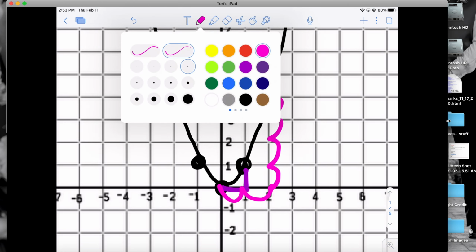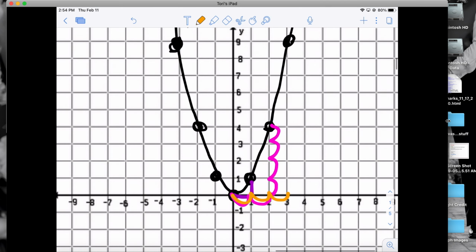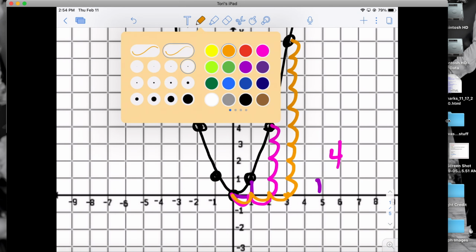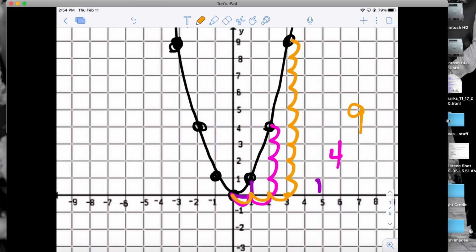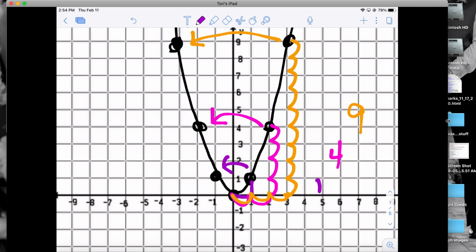Last one, if I went, let's do orange. If I went 3 squares out, 3 squared is 9. So 1, 2, 3, 4, 5, 6, 7, 8, 9. Notice that every time I do that, I did the 1 up, I did the 4 up, and then I did the 9 up. Notice that every time they also had a mirror point. So there's one at the exact same location, like a mirror on the other side of the graph.